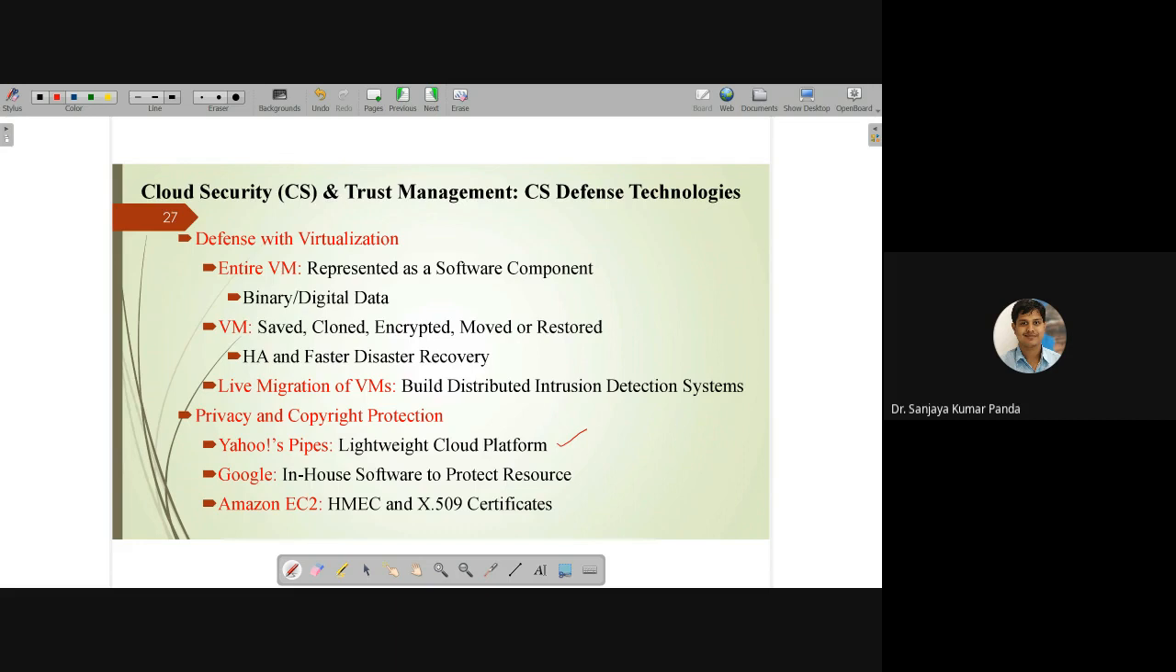Similarly, Google has its own in-house software to protect the resources. Amazon uses HMAC, and Amazon also uses the very popular X.509 certificate to avoid the problem, right? So these are the different mechanisms that are used. If you look into different cloud service providers, they have different types of policies. But make sure that the policy is a lightweight policy, right, to avoid the problems.